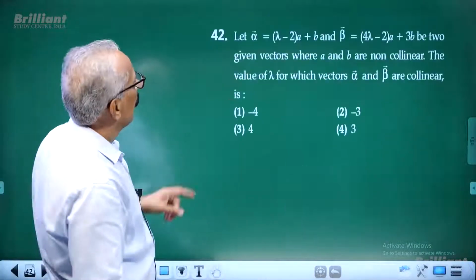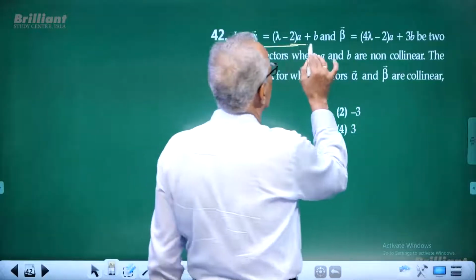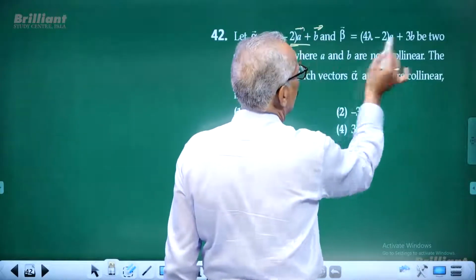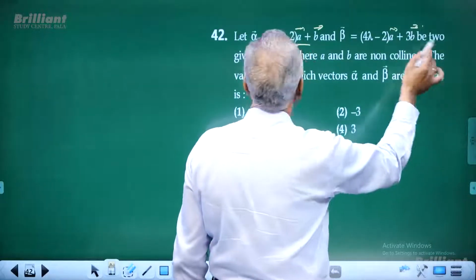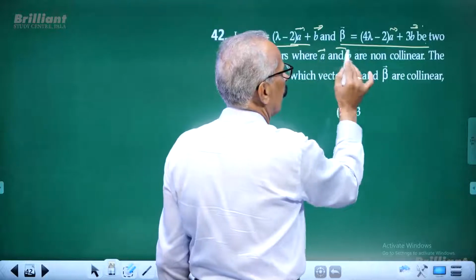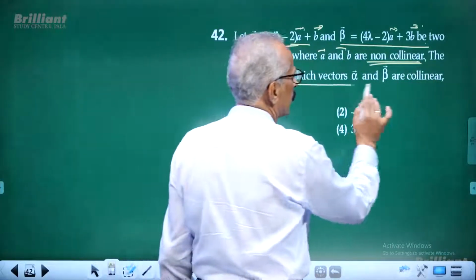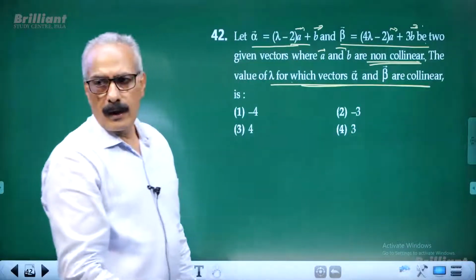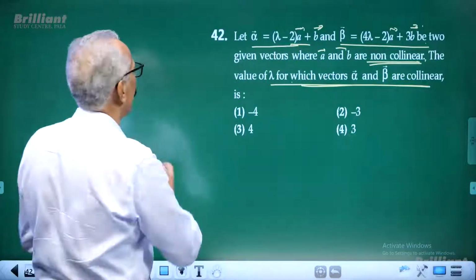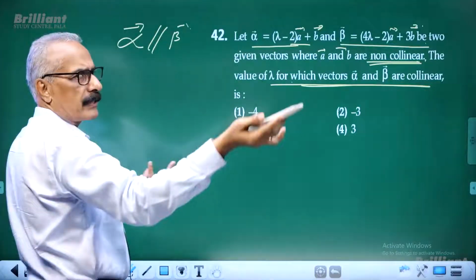Now question 42. Alpha is a vector, beta is another vector, given in terms of A and B. A and B are non-collinear vectors, fine. The value of lambda for which the vectors alpha and beta are collinear. Alpha is parallel to beta. Collinear means parallel in vectors.